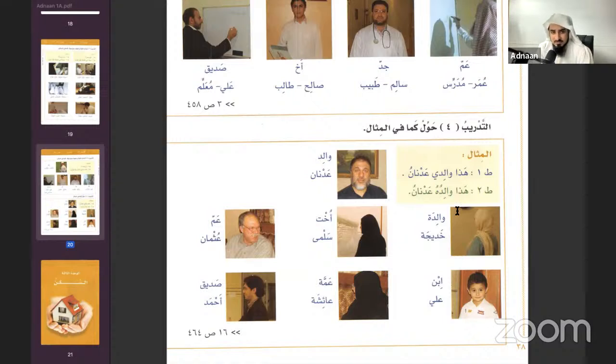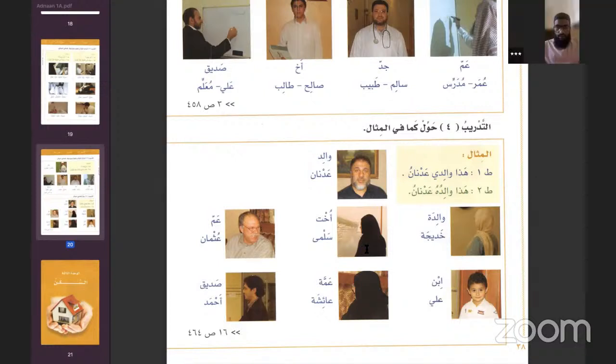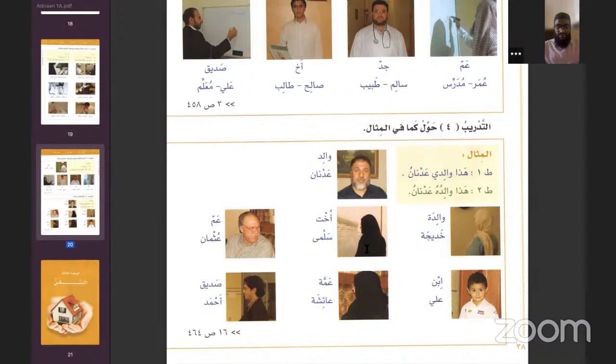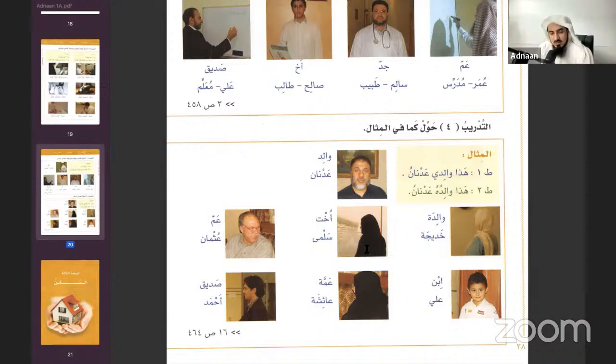Next one, Umar. Say it both ways. هذا ابن. My, no, are you going this way or down? Go this way. Go towards the left. هذه أختي سلمى. This is my sister Salma. هذه أخته سلمى. This is his sister Salma. Ahsan. Saeed, next one.